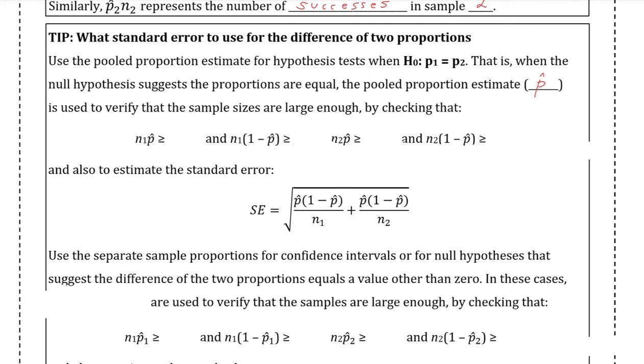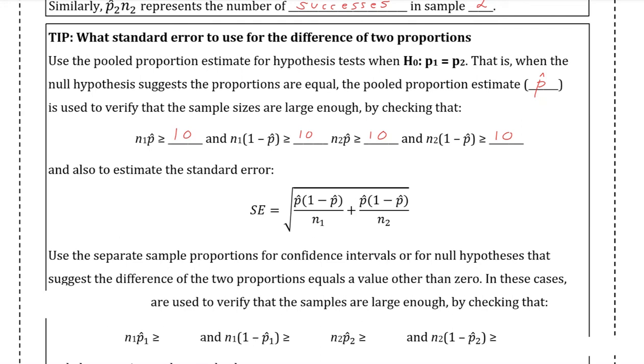is used to verify that the sample sizes are large enough by checking that for each of these, n sub 1 times p hat, and also n sub 1 times the complement, all of these we want to make sure that they are greater than 10. Or greater than or equal to 10. And also to estimate the standard error. That is a very convenient use for it.